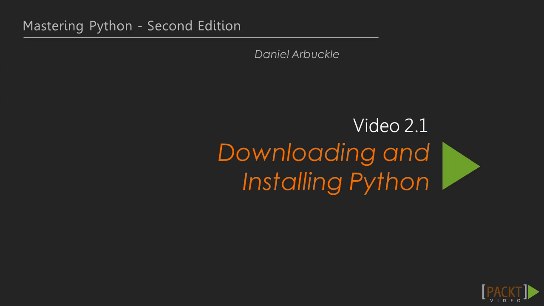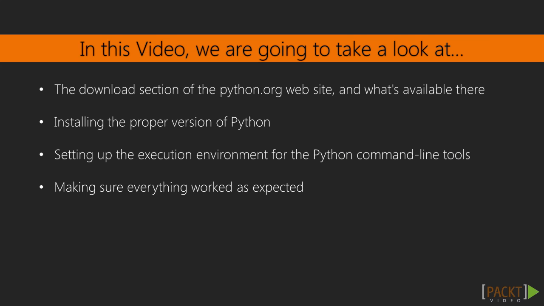In this first video of the section, the topic is downloading and installing the Python runtime and standard library. We're going to take a look at the python.org download page, which is, of course, the authoritative place to find Python. We're going to learn a little bit about which versions of Python exist and which we should choose for the course. Then we'll move on to how to set up for this course. Finally, we'll check that everything worked the way we wanted.